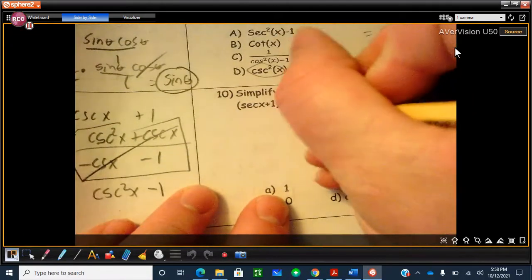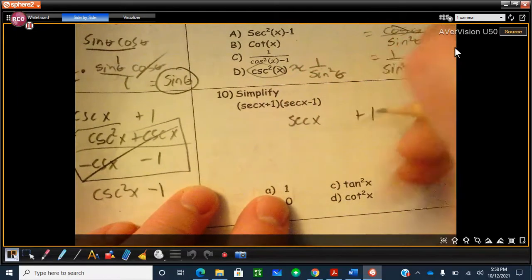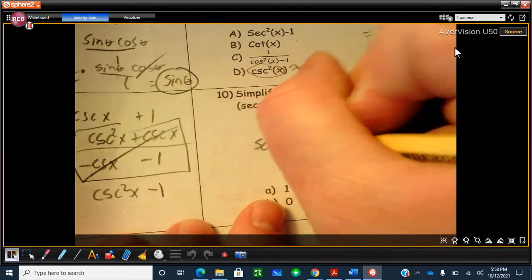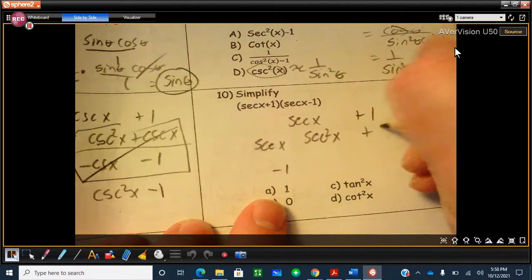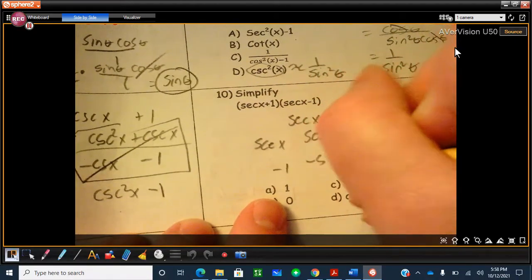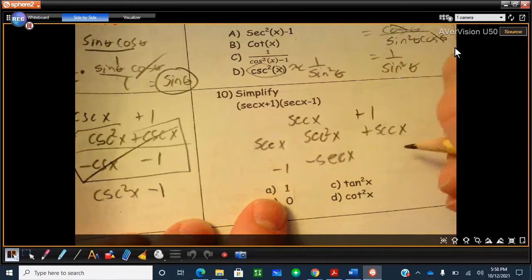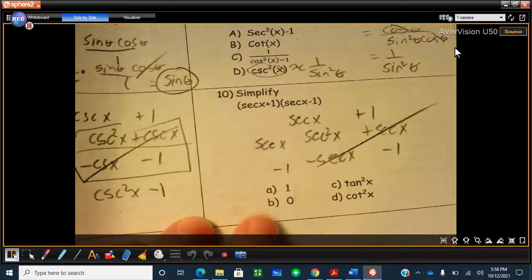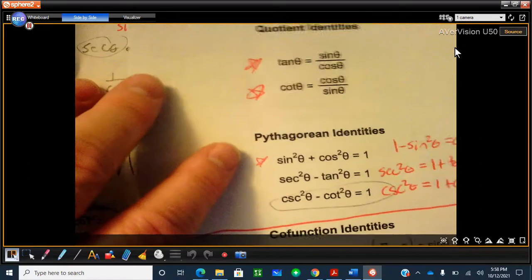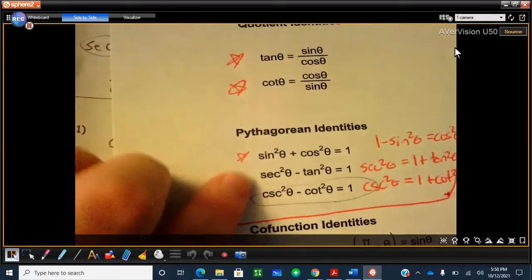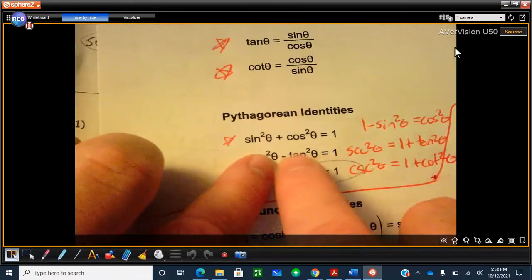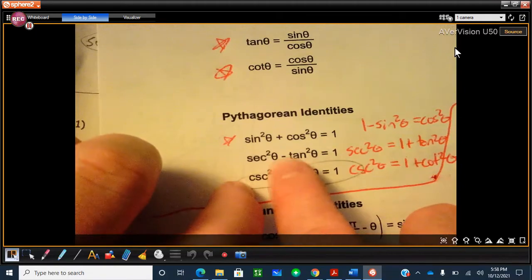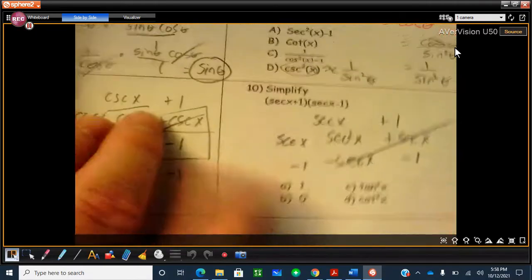Number 10, same thing, secant of x plus 1, secant of x minus 1, so you get secant squared of x plus secant x minus secant x minus 1, so these cancel, and I get secant squared of x minus 1. So secant squared of x minus 1, if I brought this 1 over, then I would move this tangent over, and then I would get tangent squared theta, C.